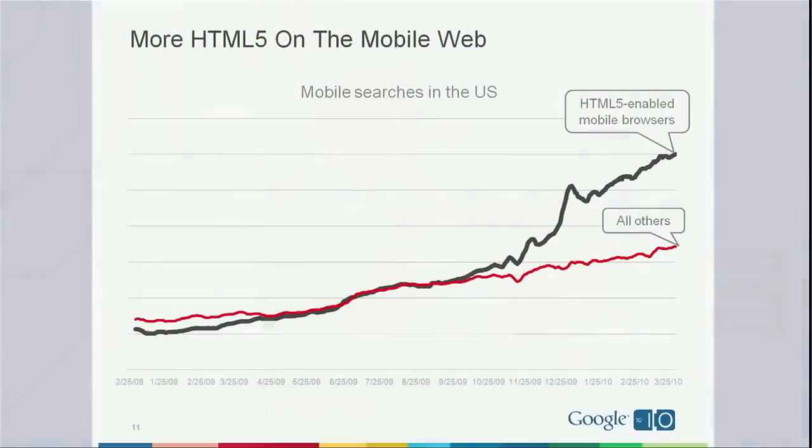Another important trend is mobile. All of you are carrying a smartphone here today. The interesting thing there is the smartphones are all web connected with capable browsers. This is looking at search traffic, the mobile search traffic that hits Google. And if you look at the proportion that comes from HTML5 capable browsers, it's far outpacing the other browsers as well. So HTML5 is everywhere. So the question is, how do we all make use of it to create amazing experiences for users?